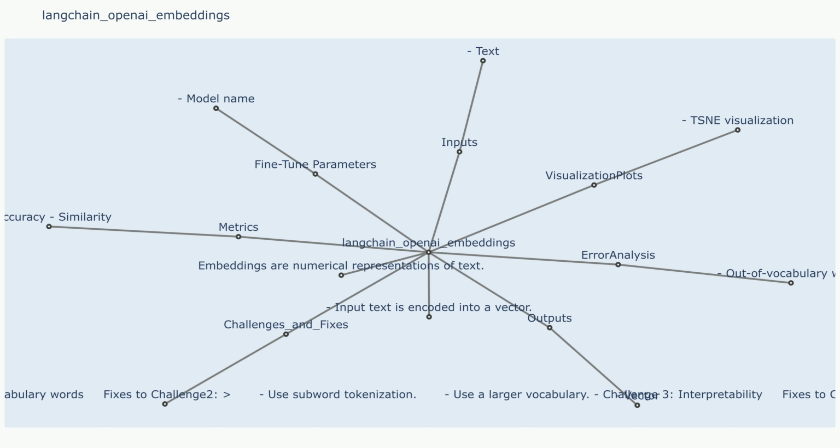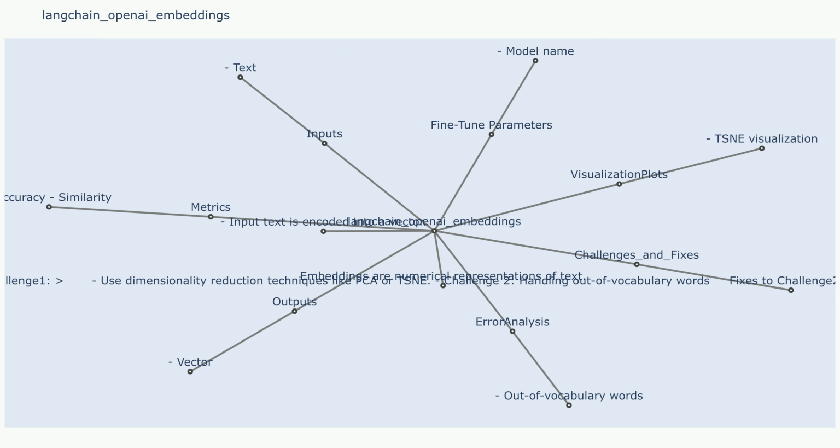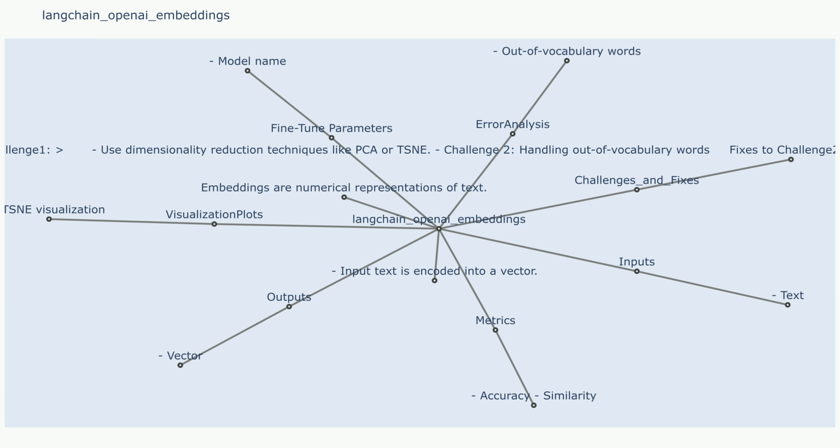Langchain OpenAI embeddings. Description: Langchain OpenAI embeddings are a powerful tool for representing text data as numerical vectors. This allows for efficient comparisons and analysis of text, enabling tasks like text similarity search, clustering, and information retrieval. Inputs. Text: the input text that needs to be converted into an embedding. It can be a single string or a list of strings.